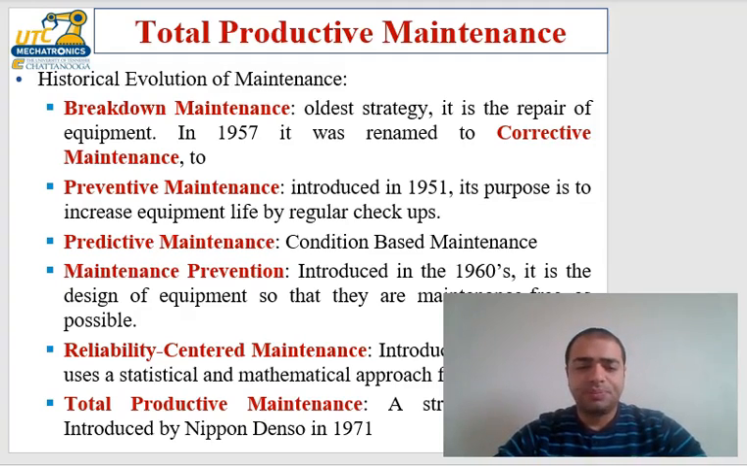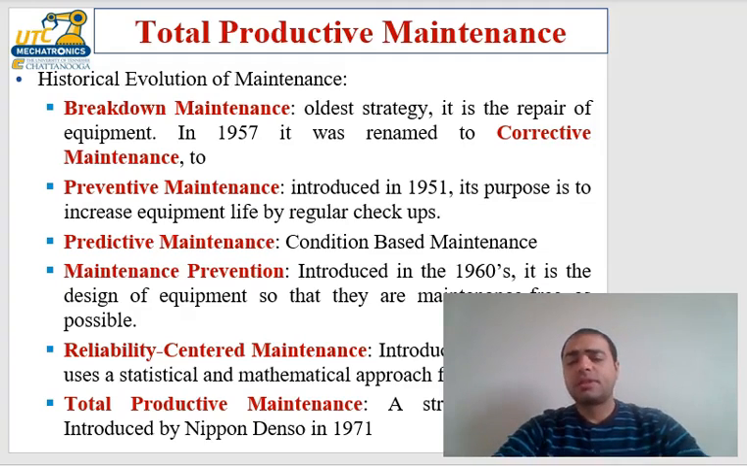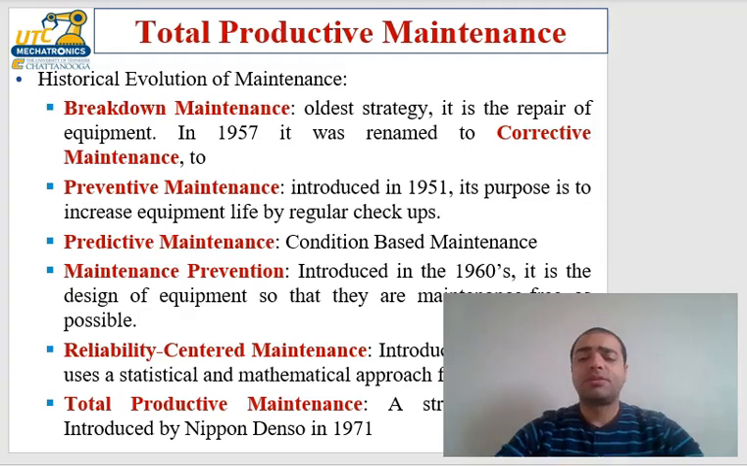Maintenance prevention, introduced in the 1960s, basically is the design of equipment so that they are maintenance free. So you improve the design so that you reduce maintenance as much as possible. Reliability centered maintenance is the one that we studied in chapters 1 and 2. It's basically using statistics and mathematics to determine the reliability of the equipment and so on.